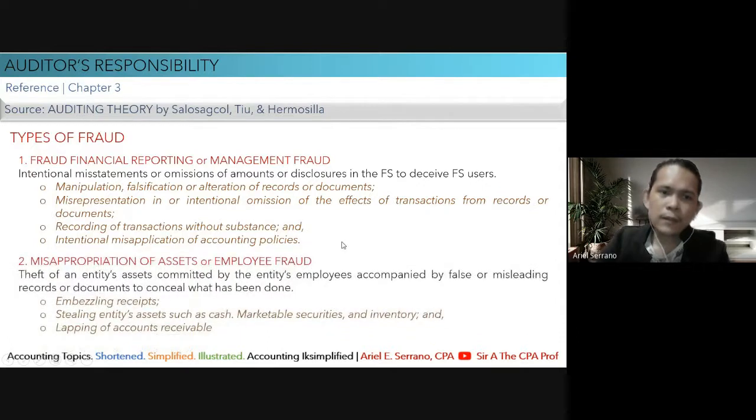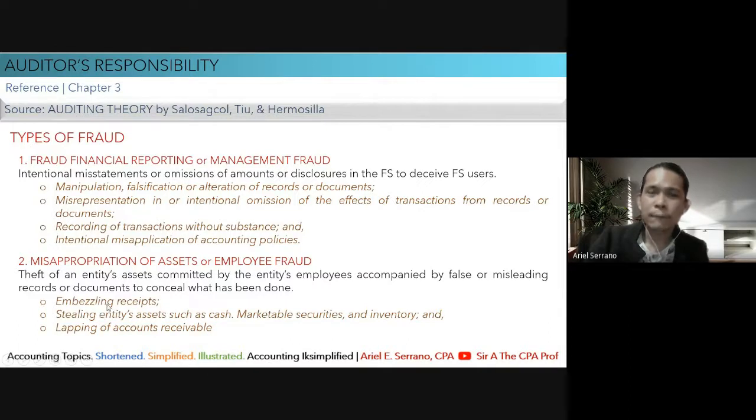Now, meron naman tayong tinatawag na misappropriation of assets or yung employee fraud. Kung number 1, management fraud, ito naman, employee fraud. Pag misappropriation of assets, meron tayong ginawa sa mga assets natin. Okay? Sa mga resources ng company. Ito yung usually yung mga pagnanakaw, theft of an entity's assets committed by the entity's employees, accompanied by false or misleading records or documents to conceal what has been done.